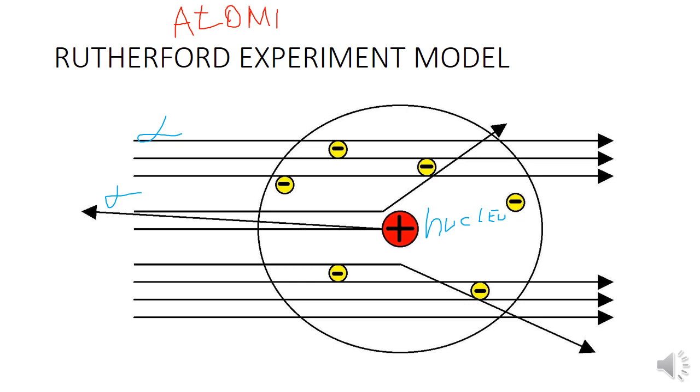The reason they passed through here is the empty space. In empty space, that is why the alpha particles passed through. Rutherford said the electrons are embedded in the nucleus, surrounded, with the positive charge in the center. This is the conclusion of Rutherford about atomic models.